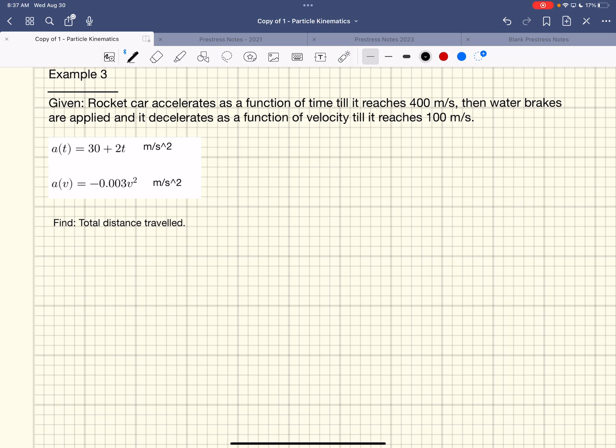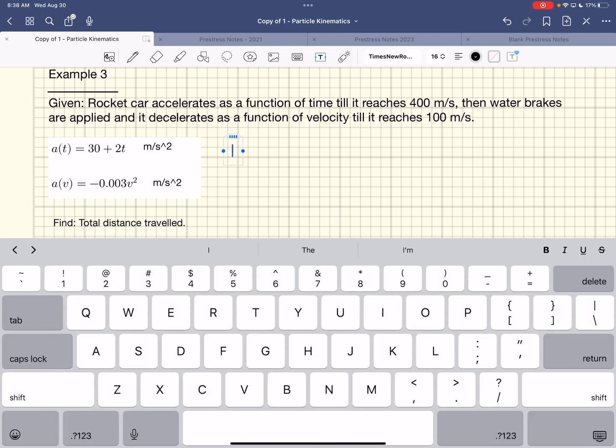So the second part of the problem is the water brakes. In his case, they were hitting a pool of water to slow him down, and we would do a similar deal. In that case, it's going to be acceleration as a function of velocity. We're going to do acceleration as a function of time for the first part, and acceleration as a function of velocity afterwards. And we're supposed to find the total distance that gets traveled during that time. Okay. So let's do the first part. Let's do the acceleration.